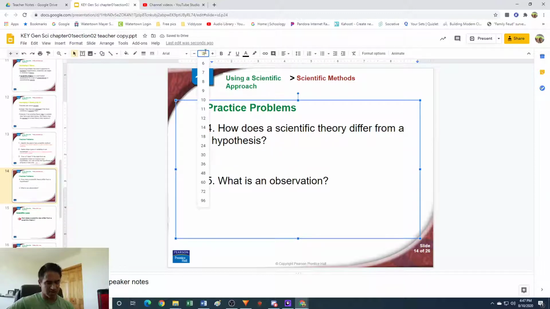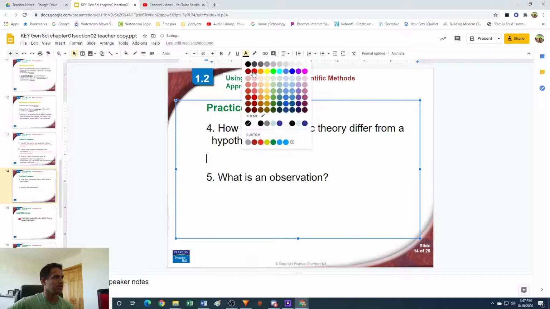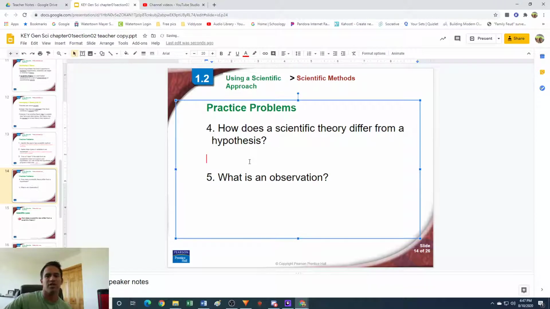All right, number 4, how does a scientific theory differ from a hypothesis? Okay, so this is one of the bigger ideas in the section where a lot of students have some big misconceptions about the words theory, law, hypothesis. So remember, the difference between a theory and a hypothesis is that a hypothesis is an idea about what you think is going to happen. Whether it's a good idea or a bad idea or a really educated idea or a really well backed up idea, it's still an idea.